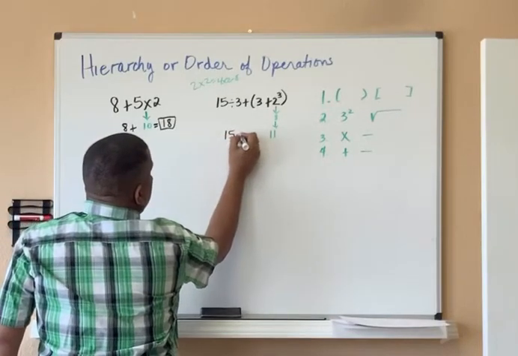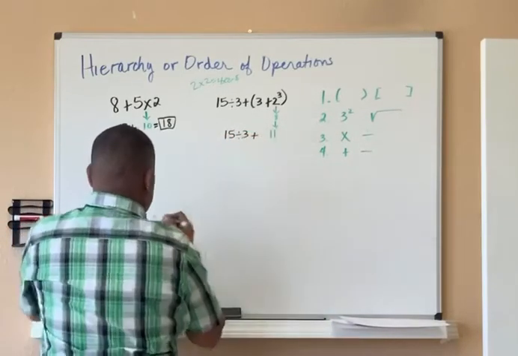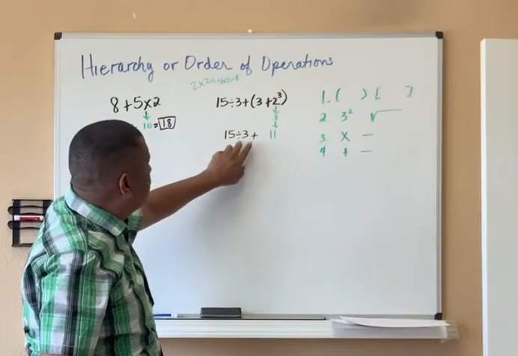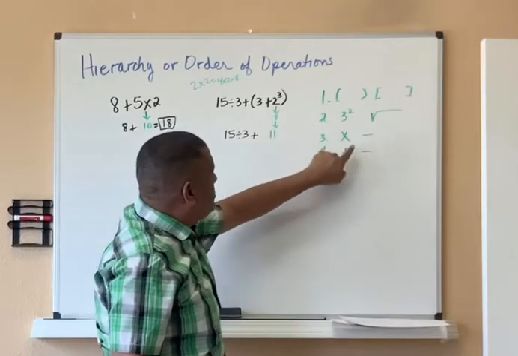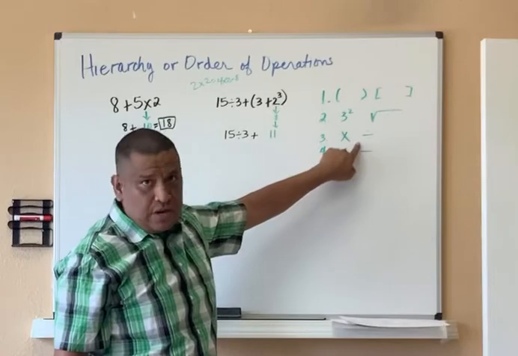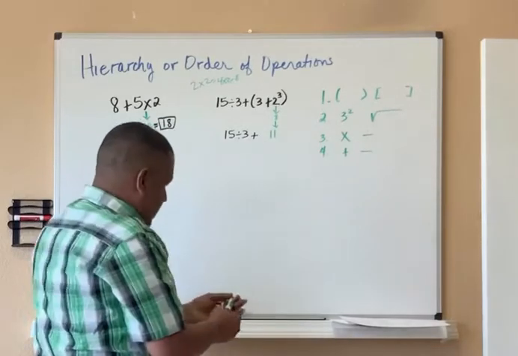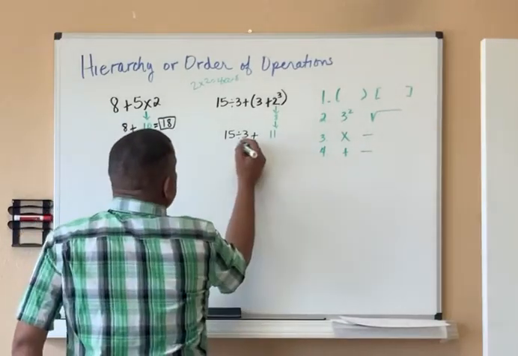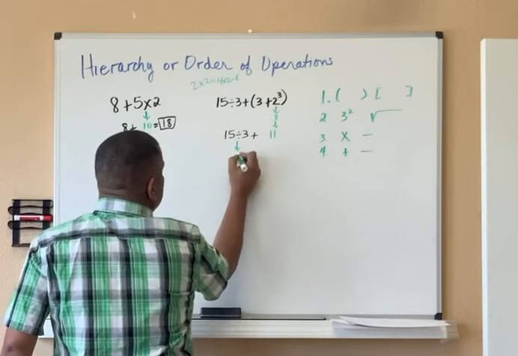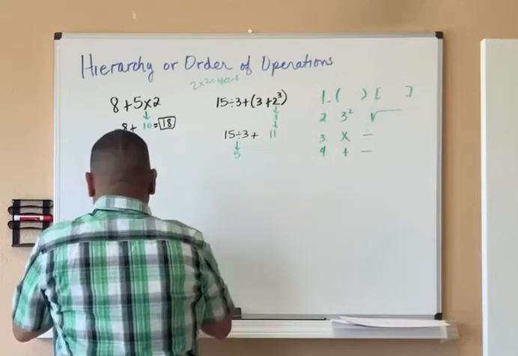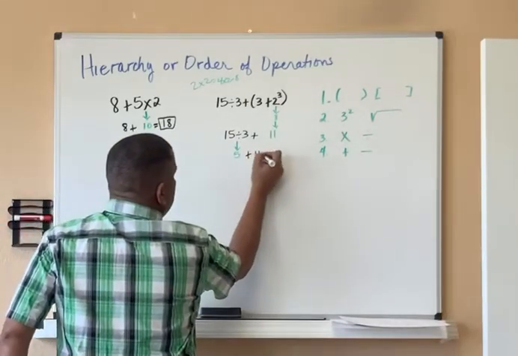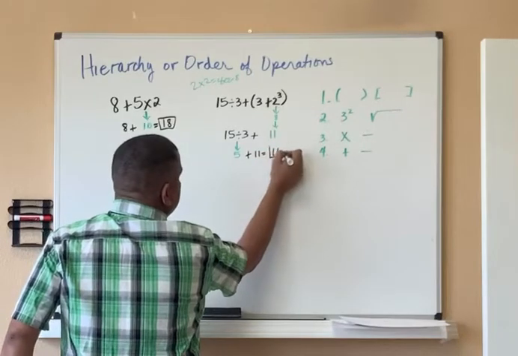15 divided by 3 plus 11. Now, which one do we work out first? The division or the addition? We work out first the division up here, rule number 3. So 15 divided by 3 is 5 because 5 times 3 is 15. We bring down the 11: 5 plus 11 equals 16. So this is the answer.